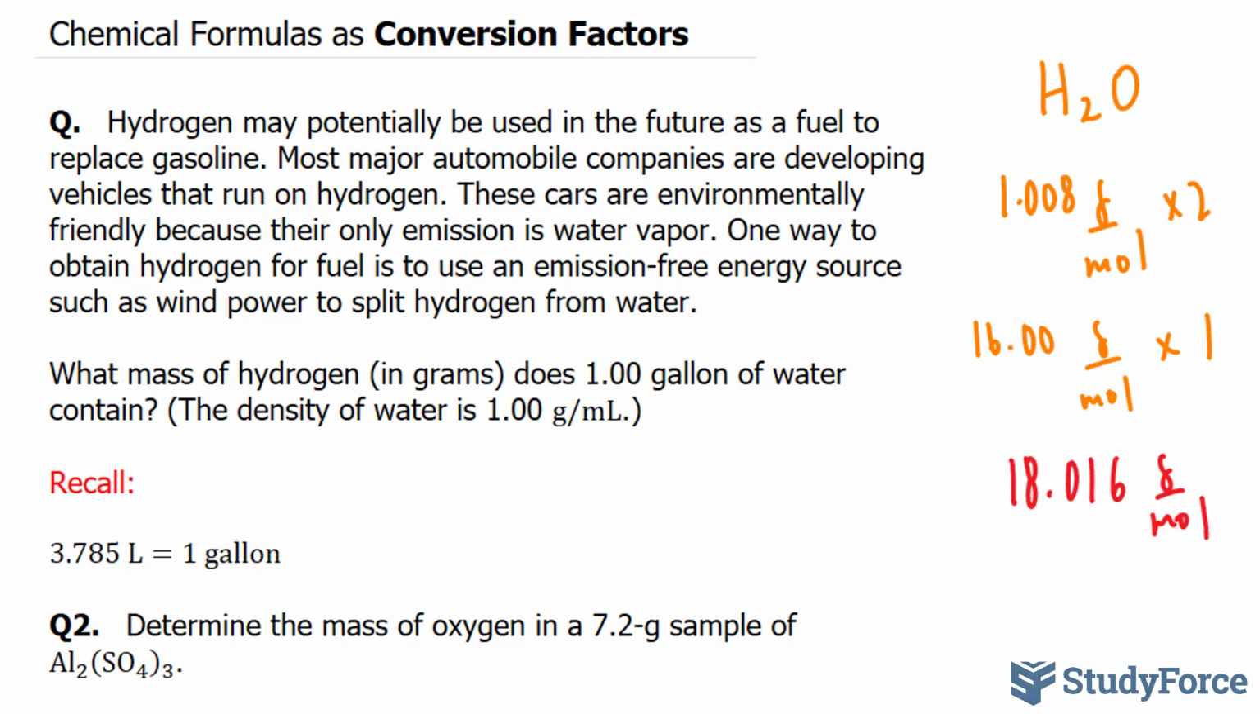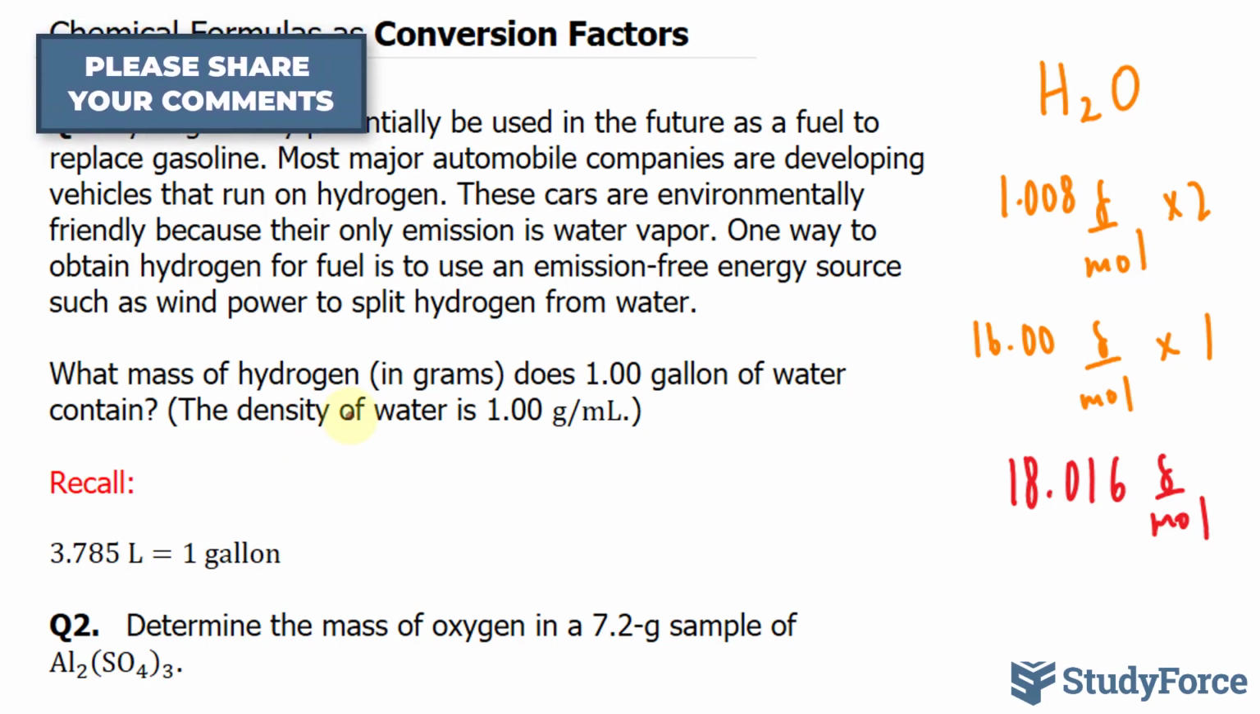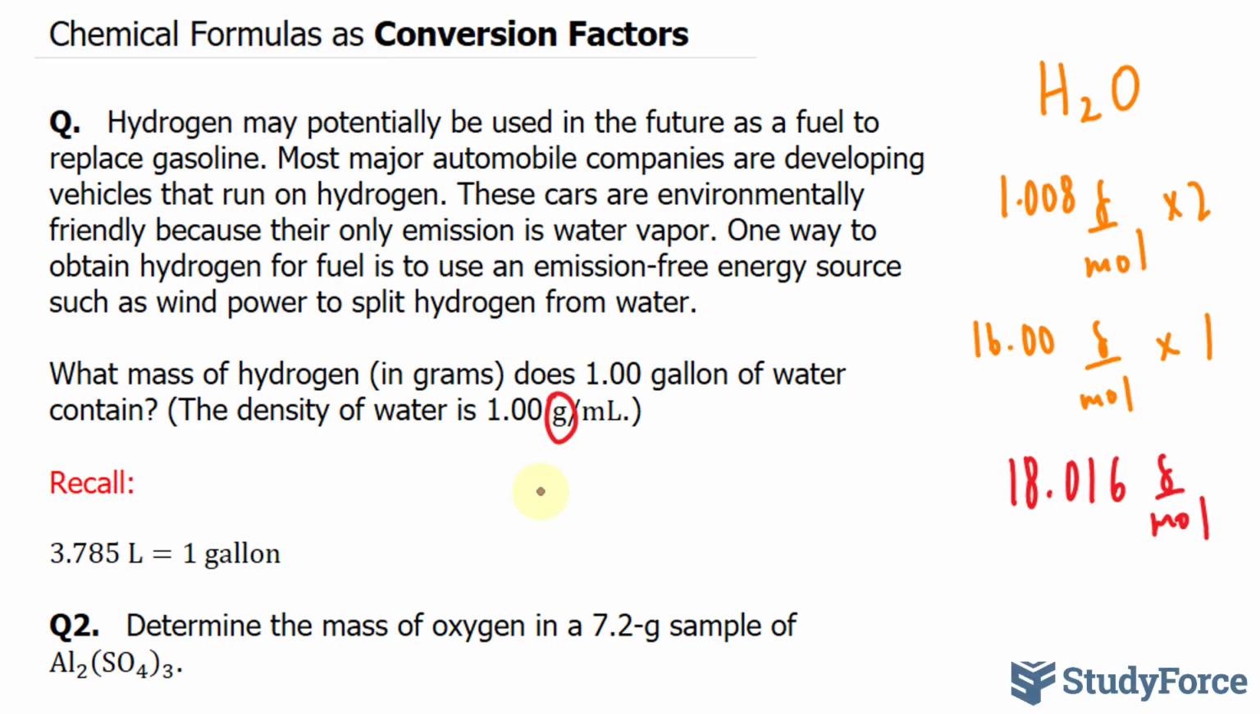Next, what I'll do is convert 1 gallon of water into liters. And the reason why I'm doing that is because they tell us the density of water. And from the density of water, we can find its mass in grams. So by converting gallons into liters and then subsequently converting liters into milliliters, I can multiply that volume by its density to give me the grams.